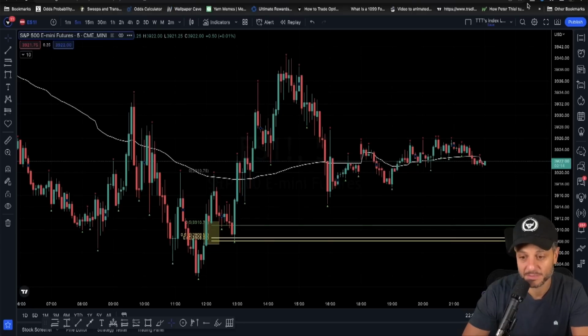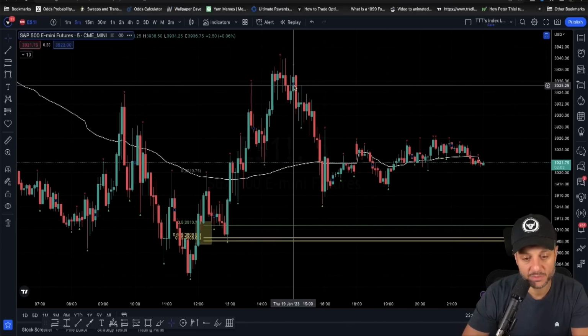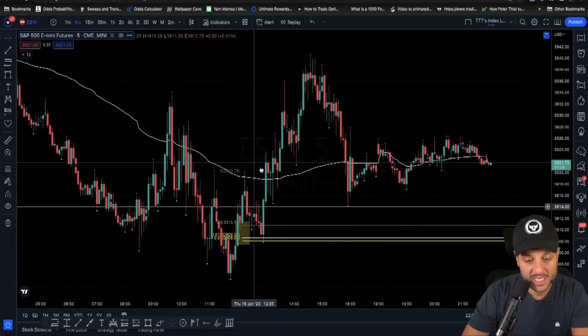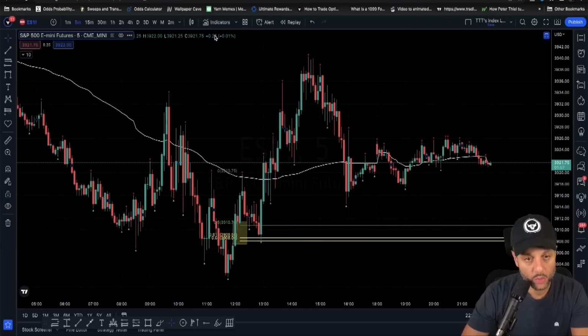Let's get back into this trade. So the trade was basically a short on the S&P 500. And on this day, we kept making higher highs and higher lows. This is the 5-minute chart.